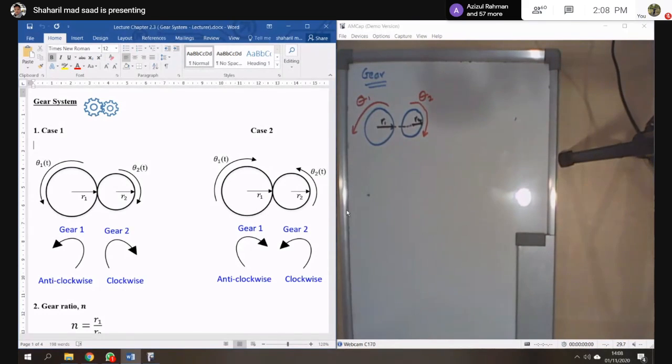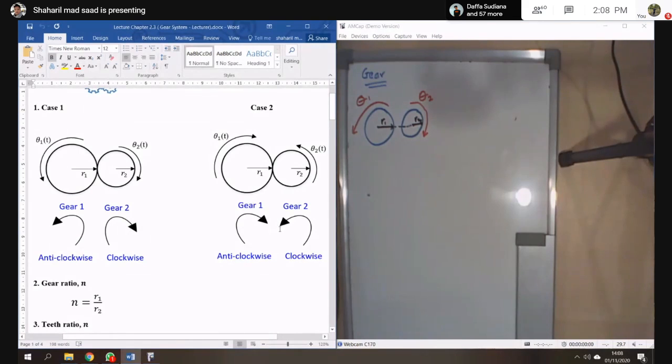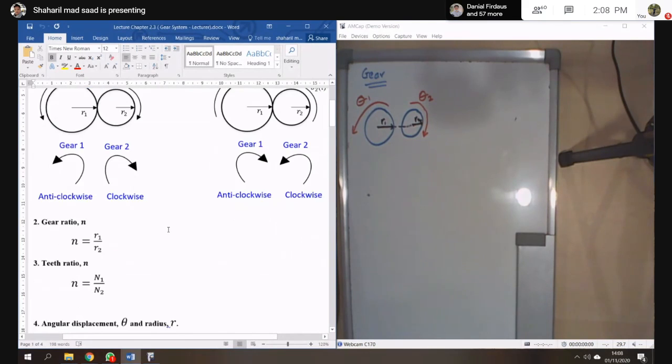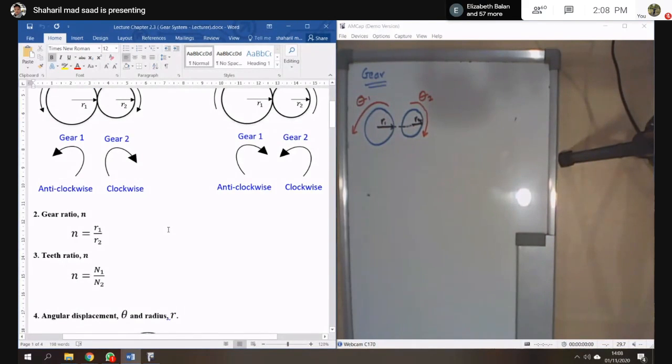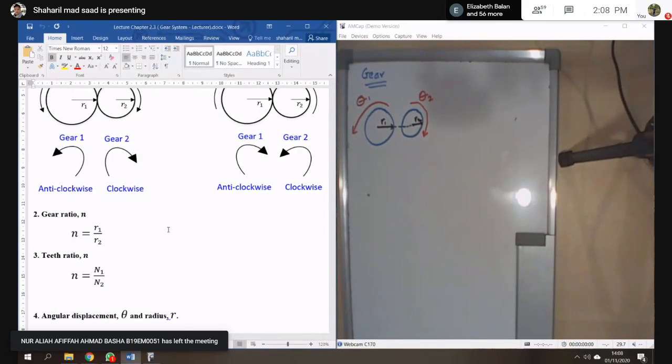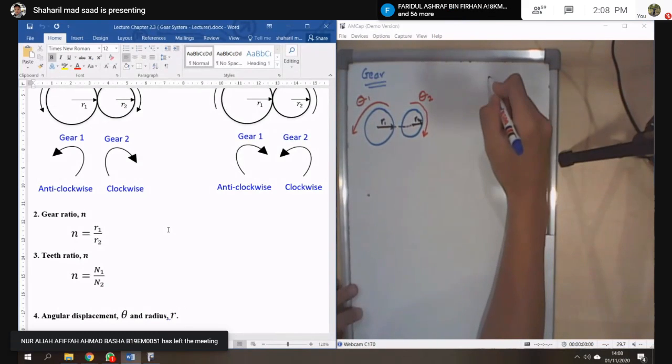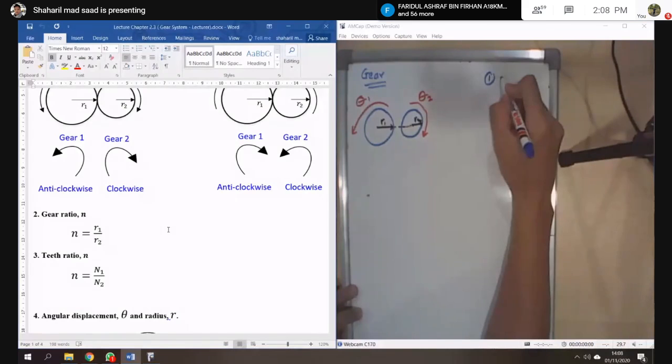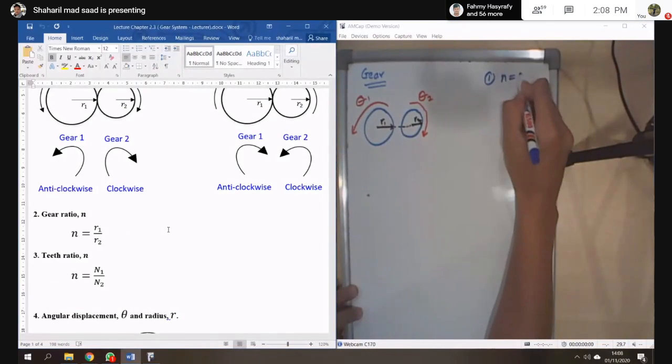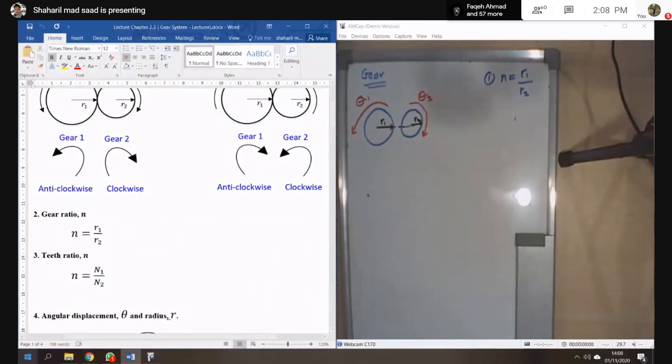So you have a gear that rotates clockwise for gear 1 and the other gear rotates anti-clockwise. You cannot have gears that rotate in the same direction, because if so, they will get stuck to each other. From this one, you will get the equation, the relationship between these 2 gears in terms of gear ratio, and so you will have the radius R1 over R2. This is the first equation.